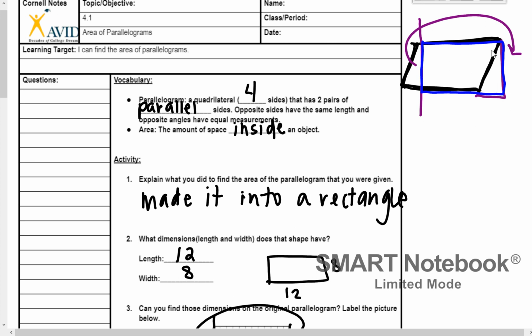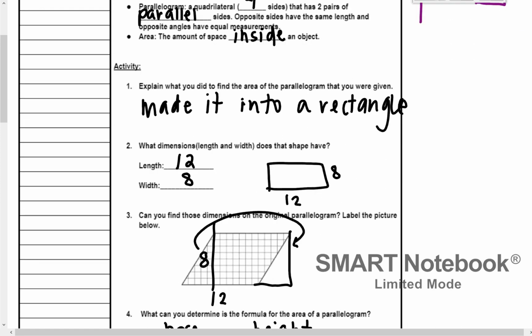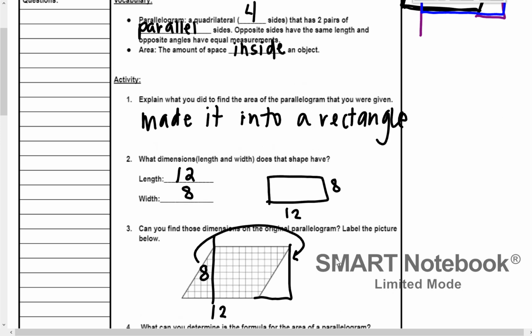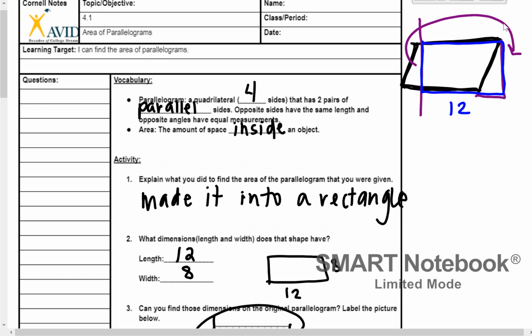All right, so then we counted the dimensions of that rectangle using this parallelogram over here. We counted 1, 2, 3, 4, 5, 6, 7, all the way to 12. So we found that that rectangle had 12 boxes on the bottom. And then we counted how many boxes for the height: 1, 2, 3, 4, 5, 6, 7, 8. And we could then find the area of this shape by doing 12 times 8, because for a rectangle, it's base times height, or 12 times 8. Okay, length times width.